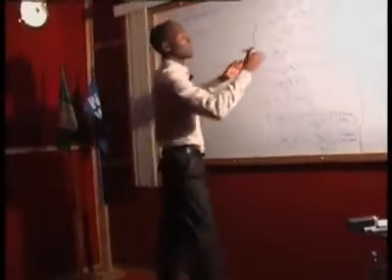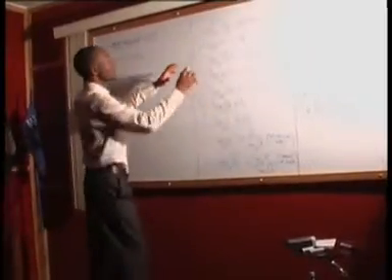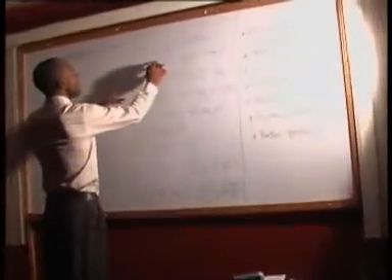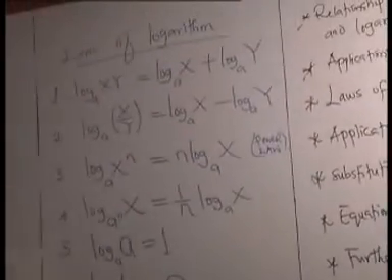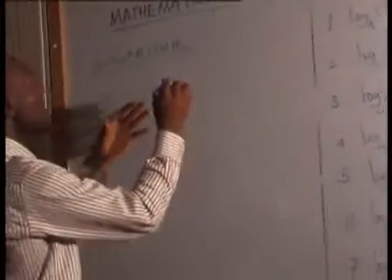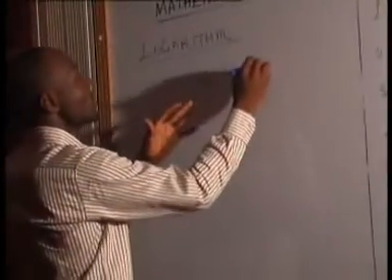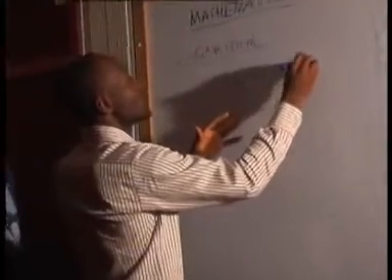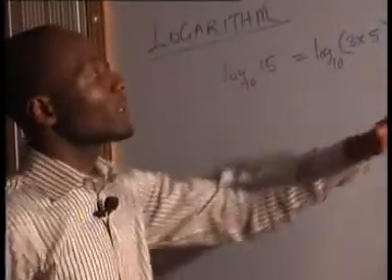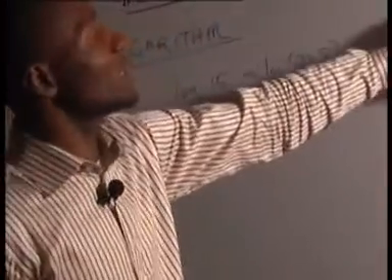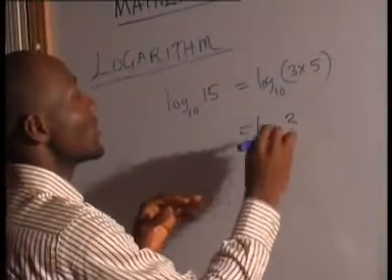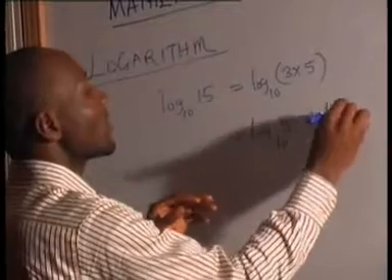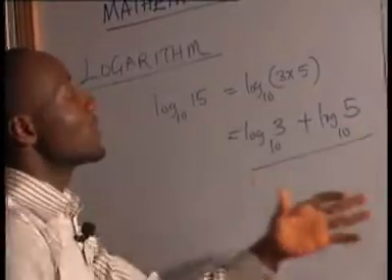So quickly look at the laws of logarithm. The first one says that if you are taking the log of the multiplication of two numbers to any base, you can actually separate those numbers. For example, you can have log 15 to base 10, but you know that 15 is 3 times 5. So the law is saying that you can separate 3 and 5 so that you have log 3 base 10 plus log 5 base 10. So that's the first law.